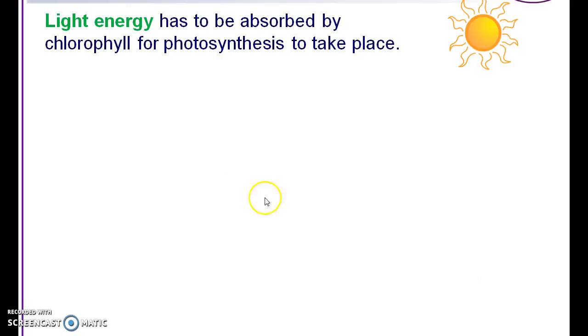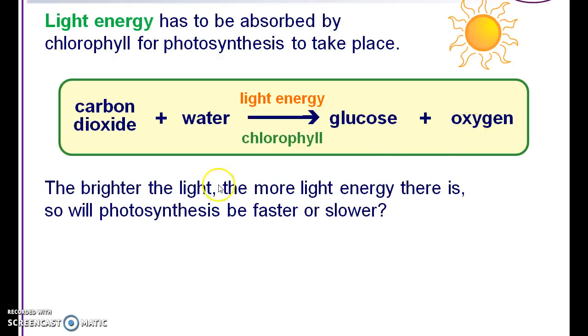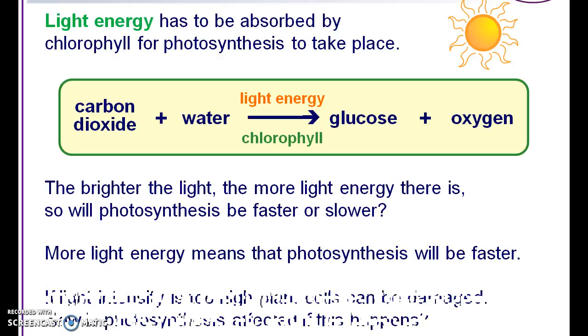Light energy from the sun has to be absorbed by chlorophyll for photosynthesis to take place. Carbon dioxide, water, light, chlorophyll. In the presence of chlorophyll, the plant can synthesize glucose plus oxygen. The brighter the light, the more light energy there is, so will photosynthesis be faster or slower? More light energy means that photosynthesis will be faster.